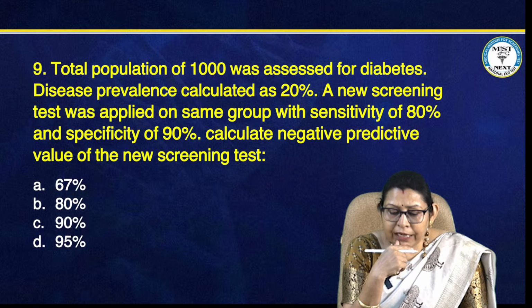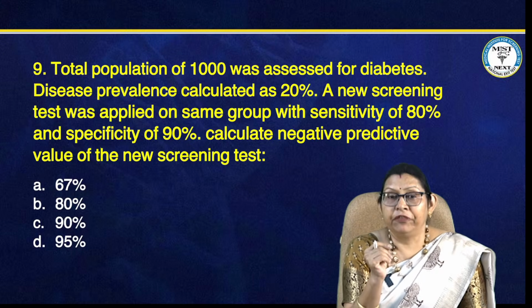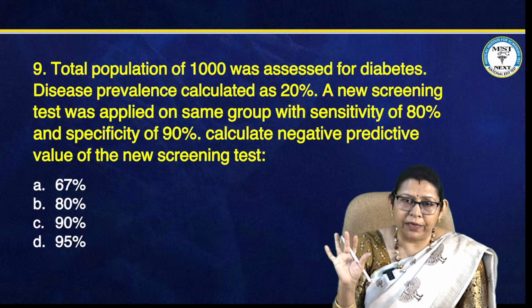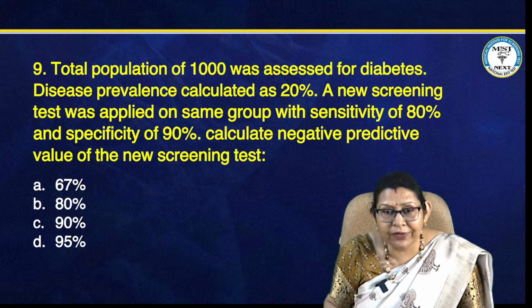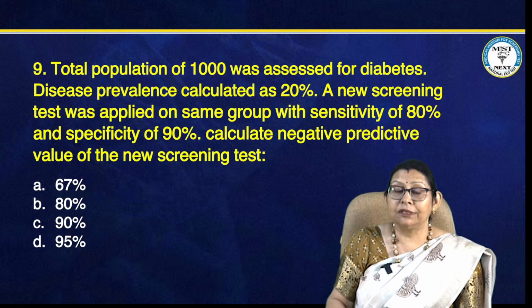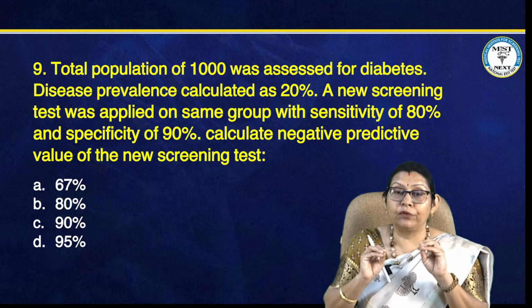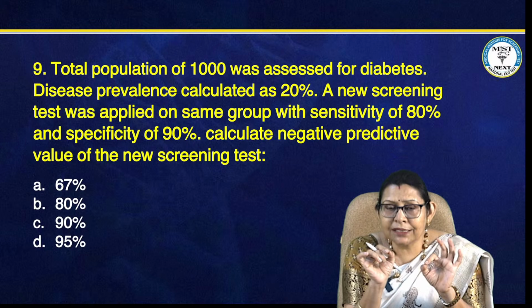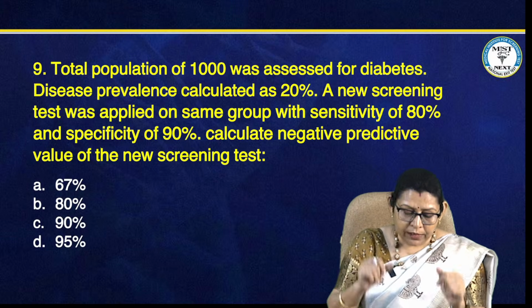Now the screening questions are a little difficult to solve without paper and pen. With paper and pen you can easily make a 2x2 table and solve, but without paper and pen we have to make the table in the brain and then do the calculation. So it might take a few more seconds, more concentration, to get your answer. Okay. Now see this question.